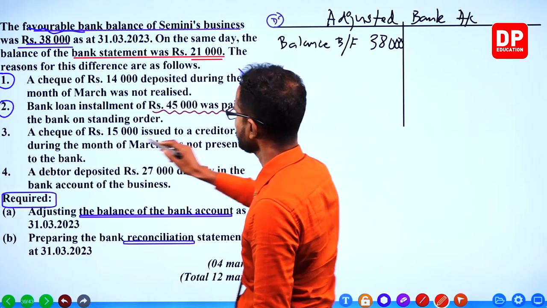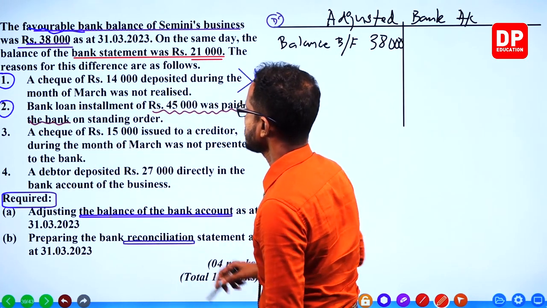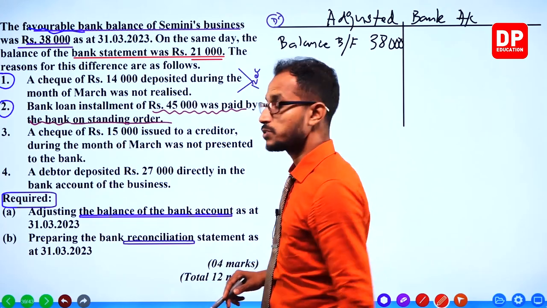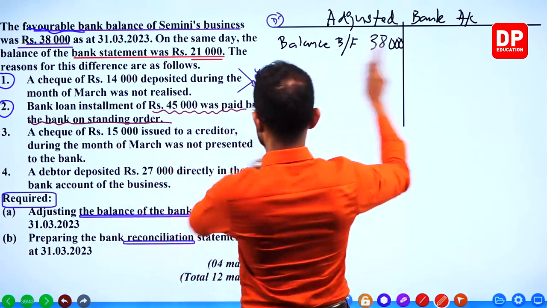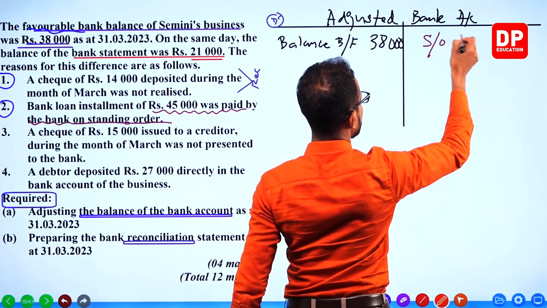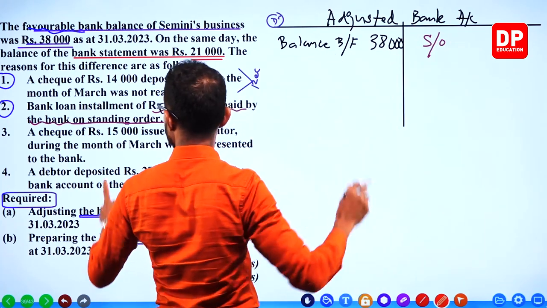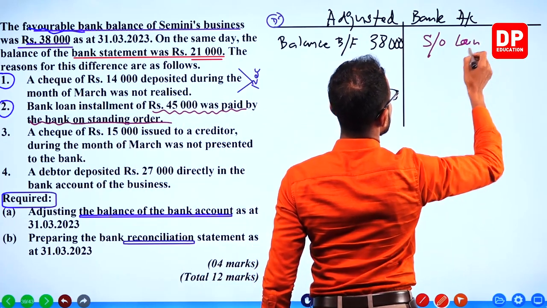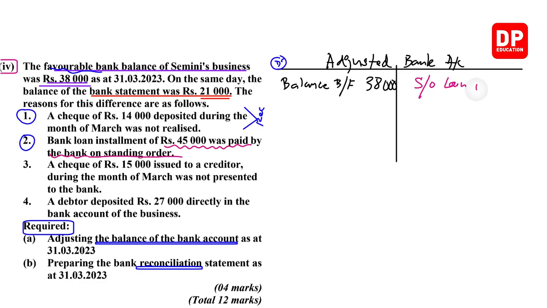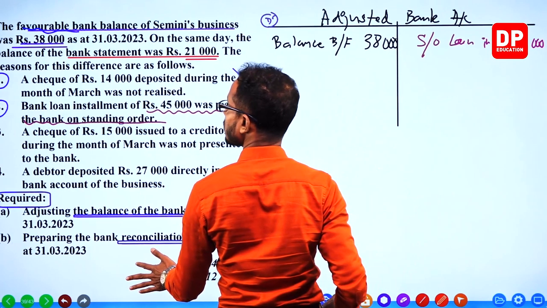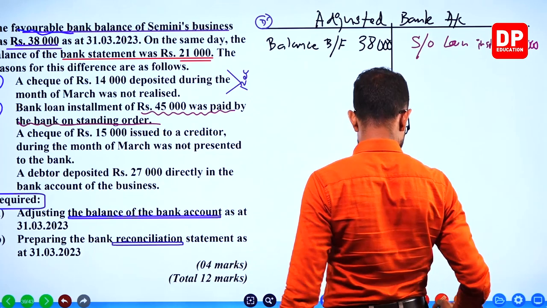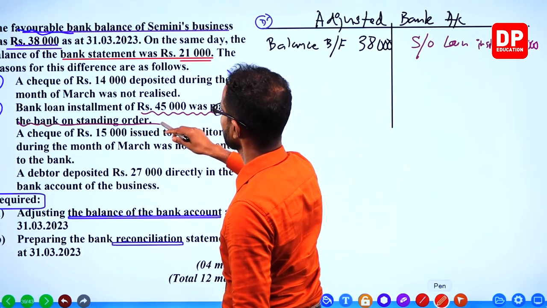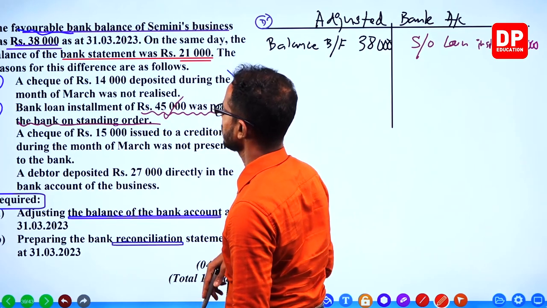45,000 paid by the bank. Standing order. So it's a payment, must be in the credit side. Standing order, loan installment, 45,000. Done. We took it.